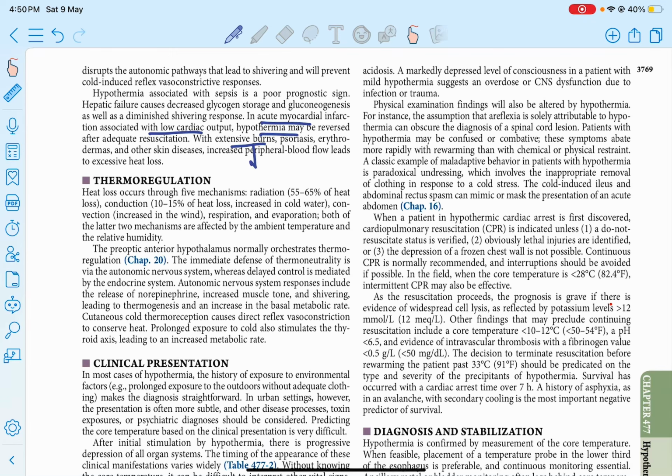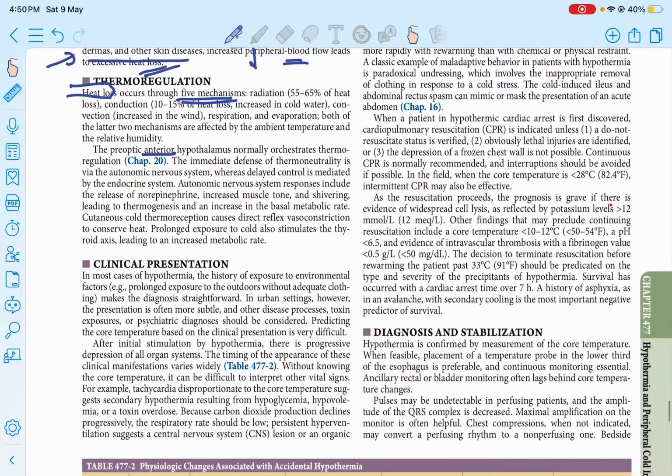Burns will also cause peripheral vasodilatation, heat loss, and hypothermia. Psoriasis, erythroderma, and skin diseases are a potential question for heat loss. Even organ failure, which I mentioned there. Autonomic pathways are lost in spinal injuries, which can cause hypothermia, right? So how does heat loss happen? Last time I told the five mechanisms in the previous chapters, right? So the anterior hypothalamus is the heat loss center, that causes hypothermia.